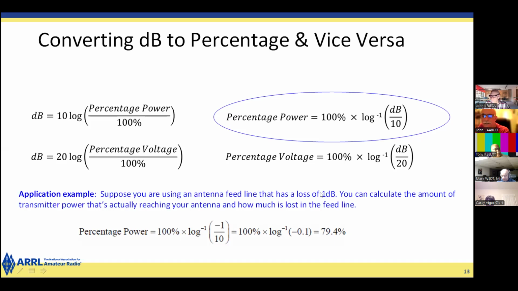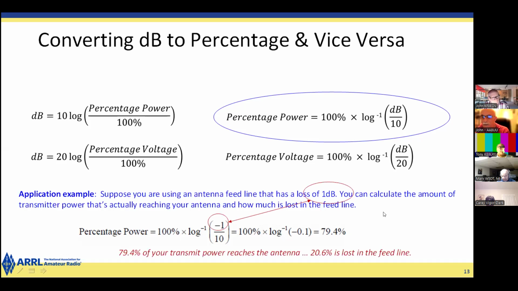But that is the power going through, not the loss. It says percentage power, it doesn't say percentage power loss. I find it very confusing because it's a 1 dB loss. When I was working through these just before you guys showed up, I was really stumped. I just remembered it was a hard one. So 79% of your transmitted power reaches the antenna, and 20.6% is lost in the feed line, which is the question on the test.